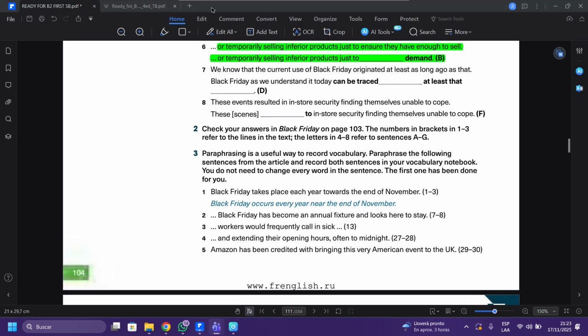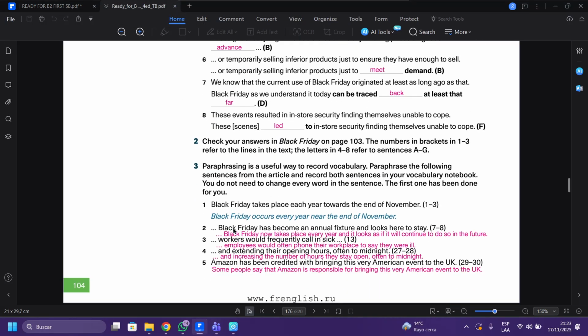To midnight. Yes. But the book has provided us with the next example. In increasing, instead of saying extending, their opening hours, the number of hours they stay open. You see? The number of hours they stay open, which is the same as their opening hours, often to midnight. And that's it.